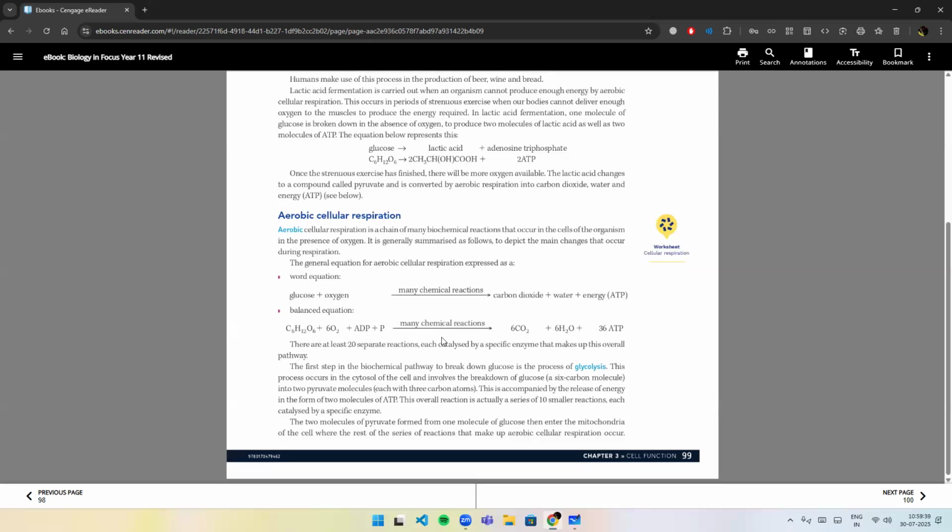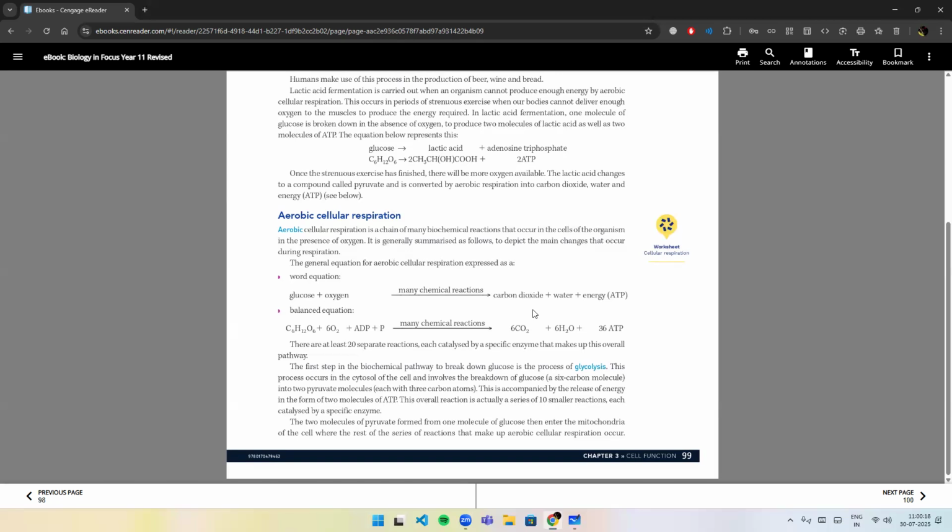Aerobic cellular respiration. Aerobic cellular respiration is a chain of many biochemical reactions that occur in the cells of the organism in the presence of oxygen. It is generally summarized as follows to depict the main changes that occur during respiration. The word equation for aerobic cellular respiration would be expressed as glucose plus oxygen. Many reactions will be taking place and they'll give carbon dioxide plus water plus energy. There are at least 20 separate reactions, each catalyzed by a specific enzyme, that make up this overall pathway.